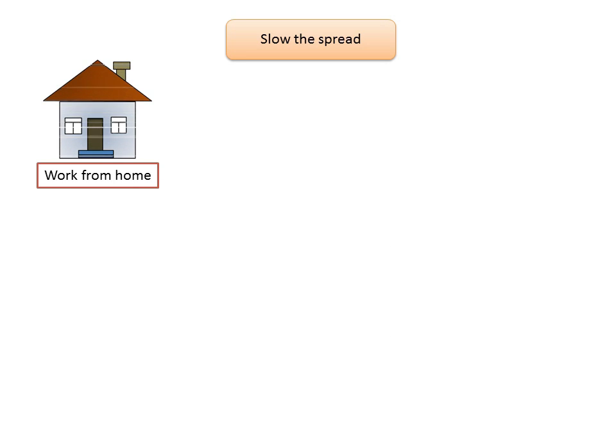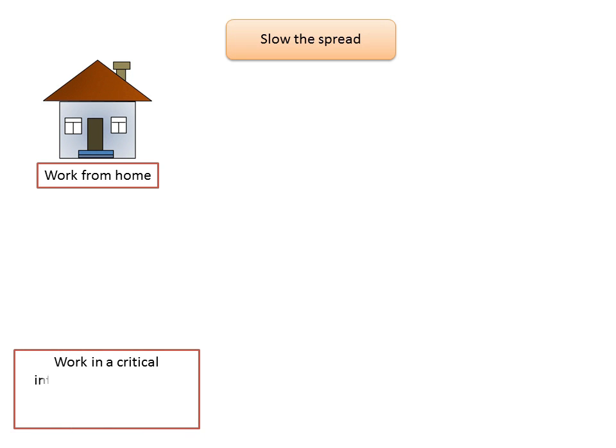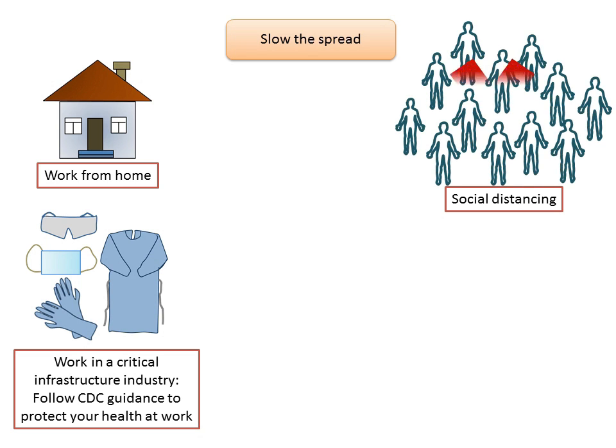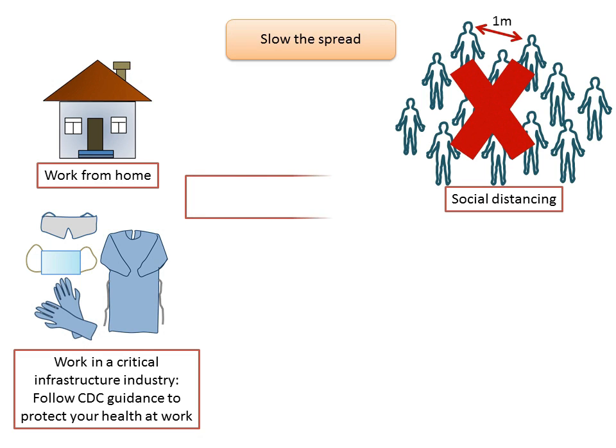If you work in a critical infrastructure industry, such as healthcare services, pharmaceutical and food supply, you have a special responsibility to maintain your normal work schedule. You and your employers should follow CDC guidance to protect your health at work. Avoid social gatherings in groups of more than 10 people. Maintain social distancing, that is, maintain at least 1 meter distance between each other.